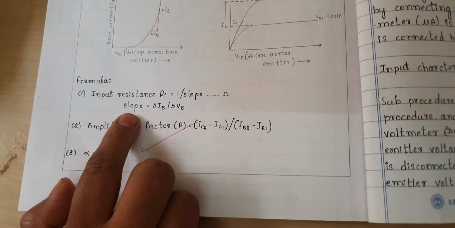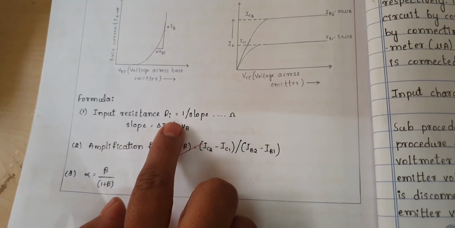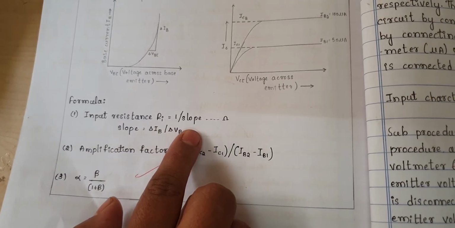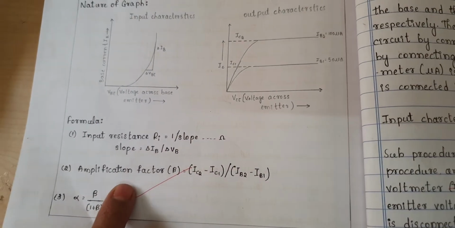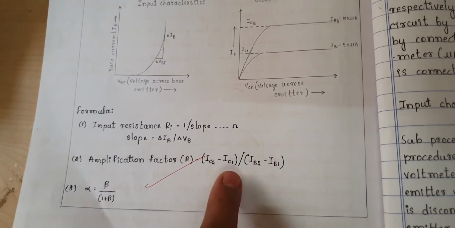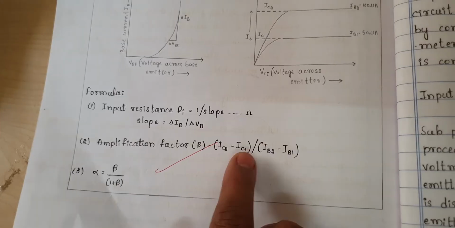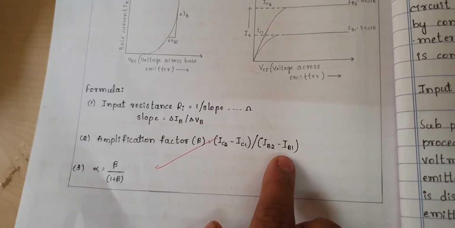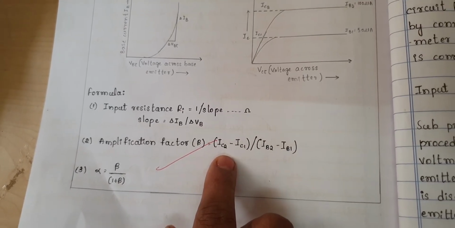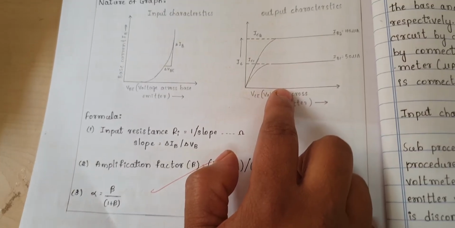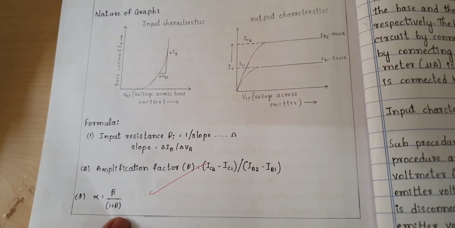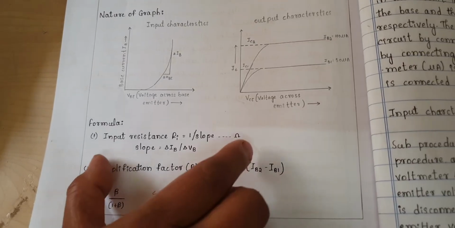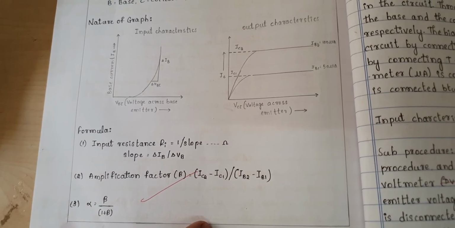Then the formulae which we are going to use are, input resistance is equal to 1 by slope. This slope we are going to find out by using this graph. Then the amplification factor beta is equal to IC2 minus IC1 by IB2 minus IB1. These values we are going to get from the second graph. Then alpha is equal to beta upon 1 plus beta. So these are the calculations which we are going to do.